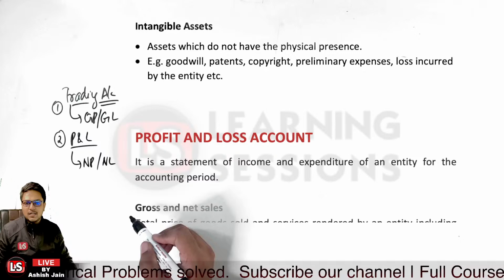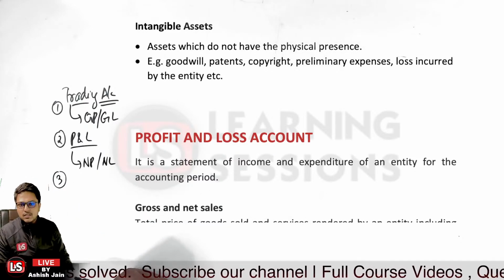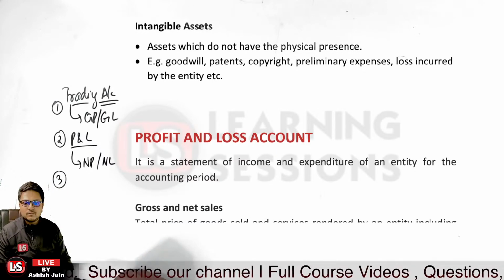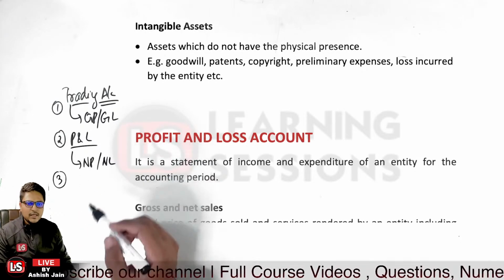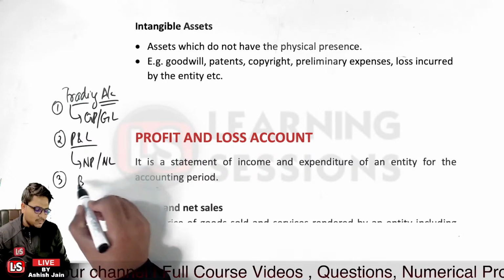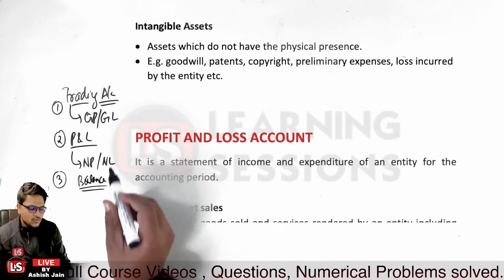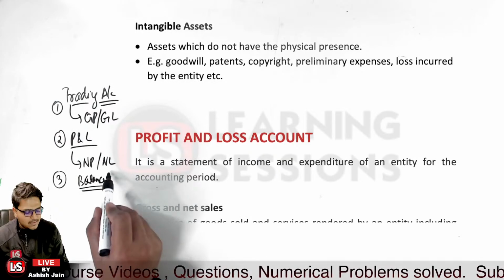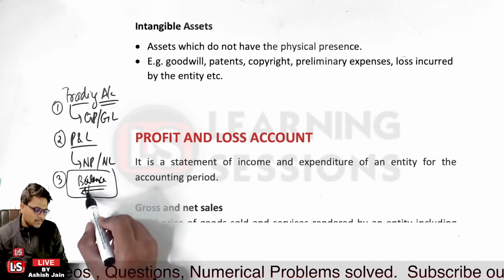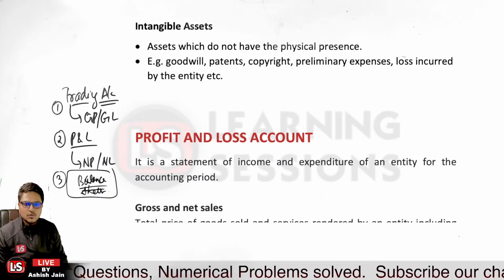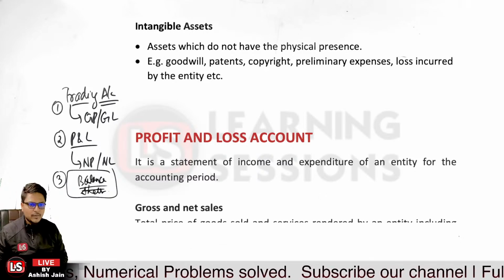Okay. And further, the third one, what is it related to? The third one is related to the balance sheet, which is basically as on date. So this is a statement. Balance sheet is a statement as on a particular date. Okay. Is that particular part clear over here?